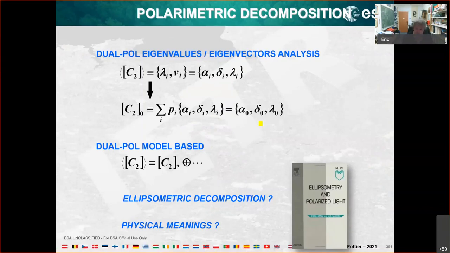So the conclusion of the conclusion of the conclusion is that today we do not have the solution concerning the dual pole case. If I apply the eigenvalues and eigenvectors decomposition, I have the same information with entropy and anisotropy. If I apply a dual pole model-based decomposition, I don't know the model of the different scattering mechanisms in the dual pole case, so I cannot reconstruct. This is why, as I said yesterday during my introduction, we have to come back to what all the scientists working on the polarization of light have done, to try to understand and to find new physical meanings of the dual pole configuration. And that's it.